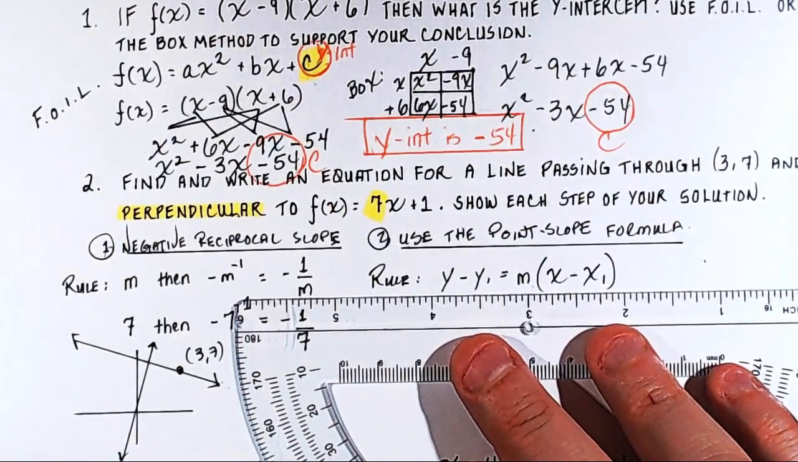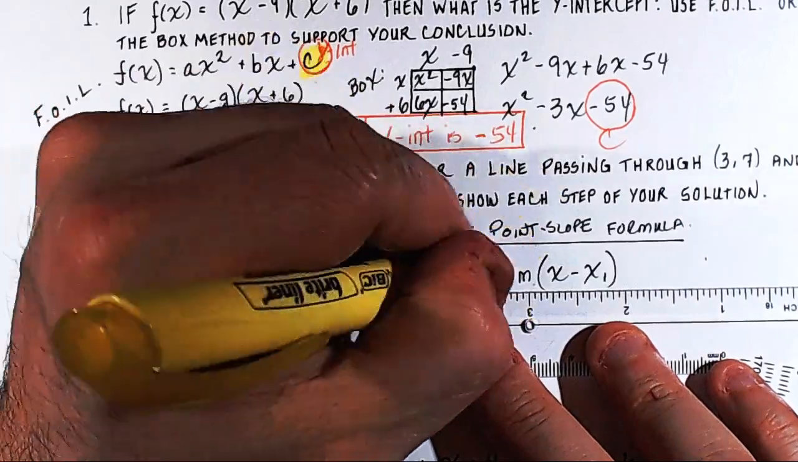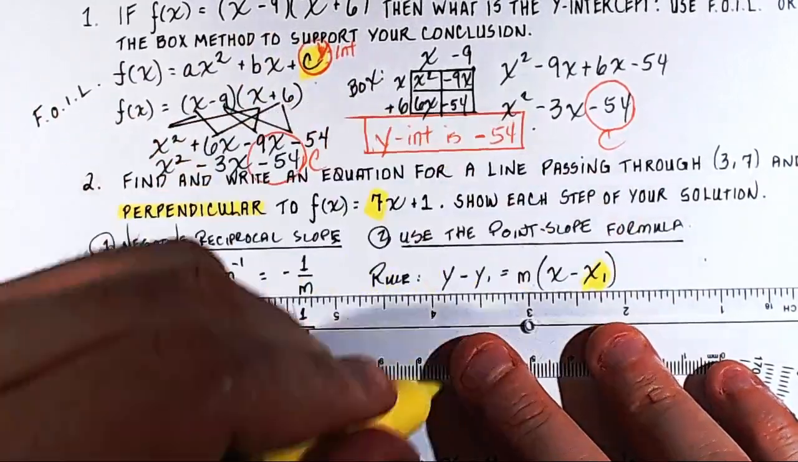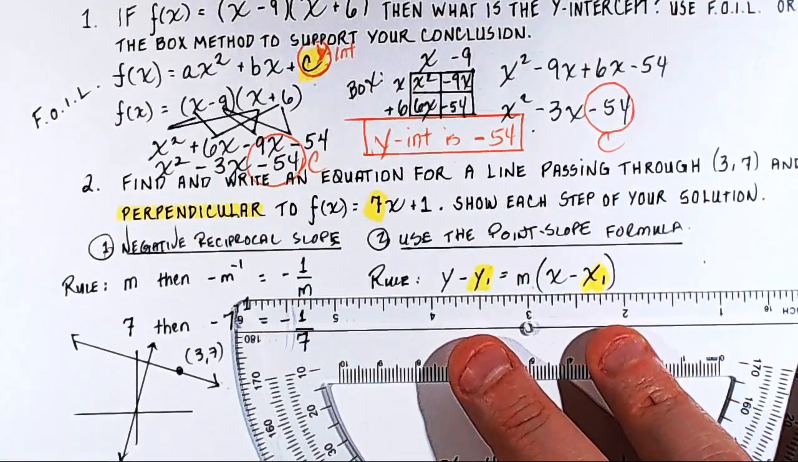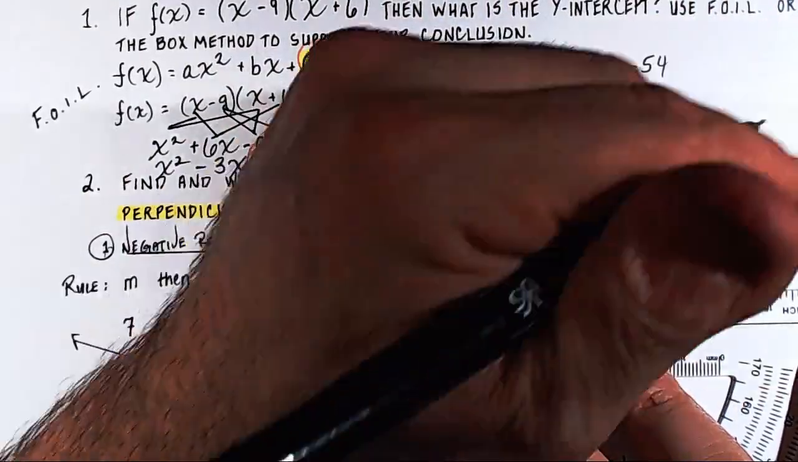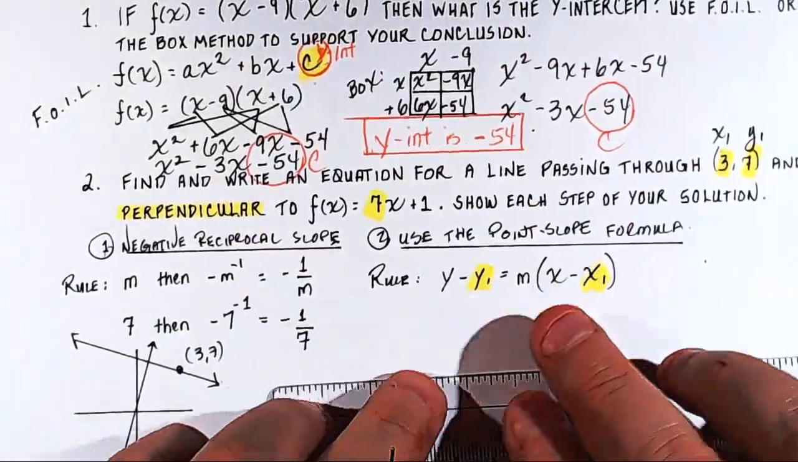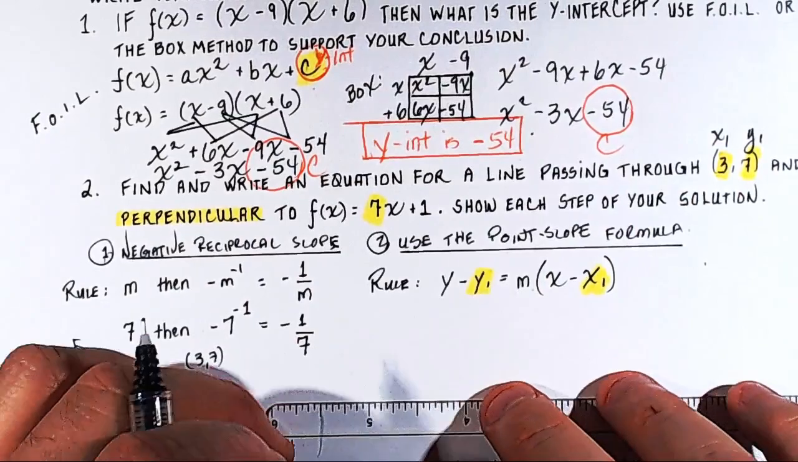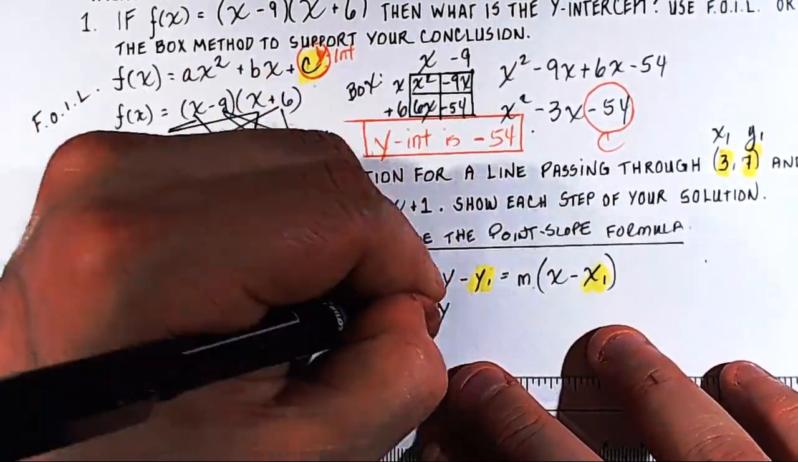And so now it's up to me to fill in these two values, x1 and y1. And I'm given x1 and y1. Here's x1, 3, and here's y1, 7. See, they gave it to us in the problem. So all we're going to do is plug those values in here. So if that's the rule, then here's the specific case.